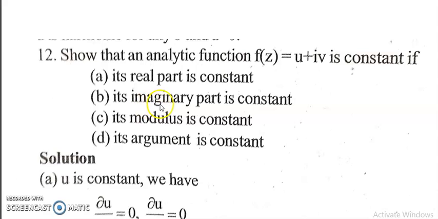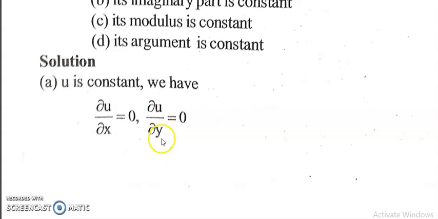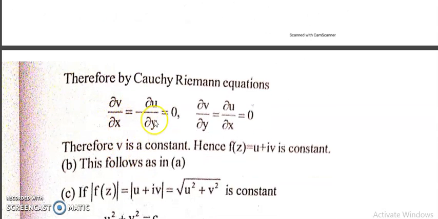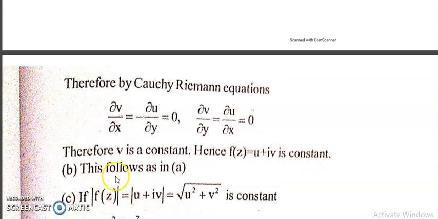Similarly, you can prove part b on your own. You can prove that by assuming its imaginary part v is constant, f of z is a constant function. That means v is constant, dou v by dou x is 0, dou v by dou y is 0. You can write the Cauchy-Riemann equation, and there you can equate uy is 0 and dou u by dou x is 0. From that you will get u is a constant function. Therefore, f of z will be a constant function. So the second part follows as in part a. You can do it on your own.